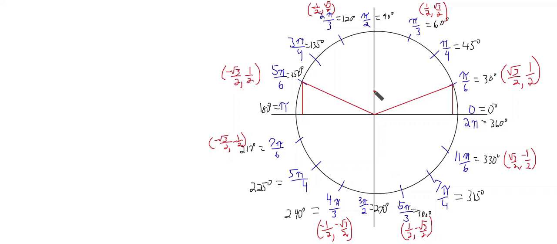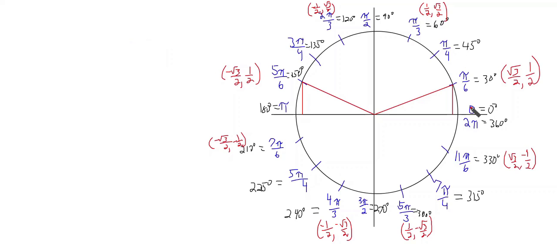So far, so good. So just notice, the first quadrant, x and y are positive. The second quadrant, x is negative, but y is positive. The third quadrant, both x and y are negative. And then the fourth quadrant, x is positive, but y is negative.